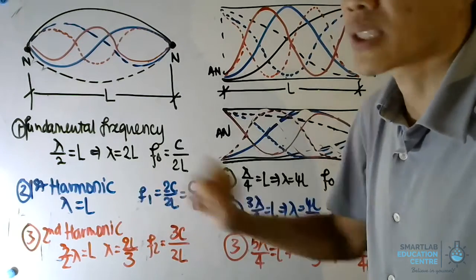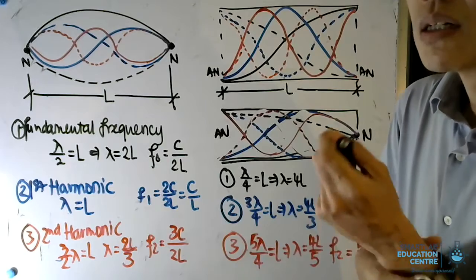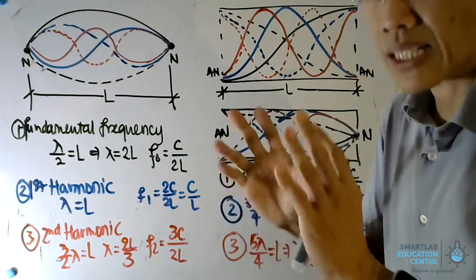Now we'll move off to the next harmonic. To create the first harmonic, we'll be adding one more segment, or we'll be adding another node to node.